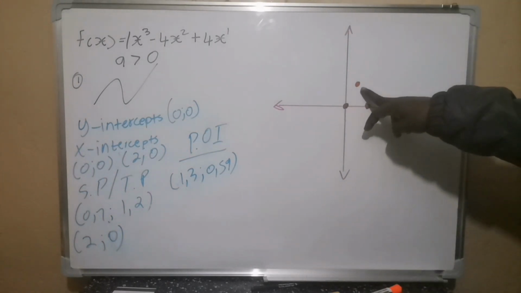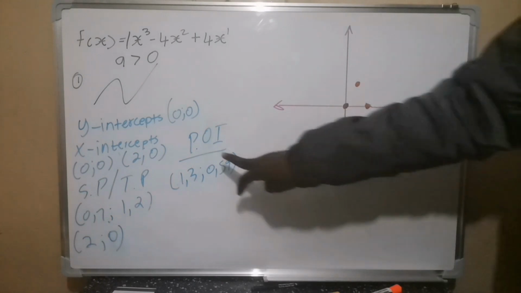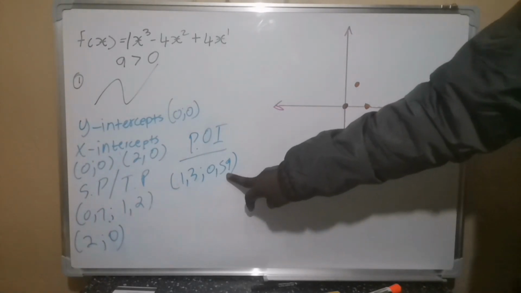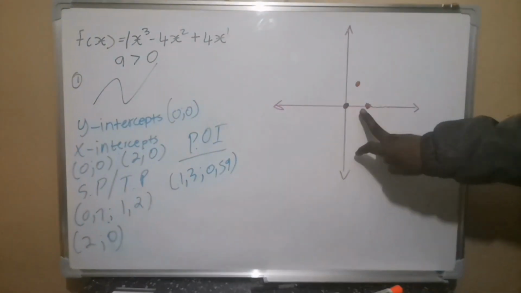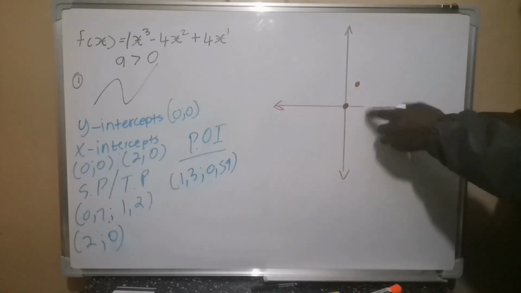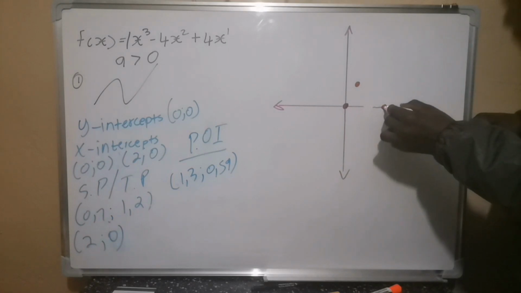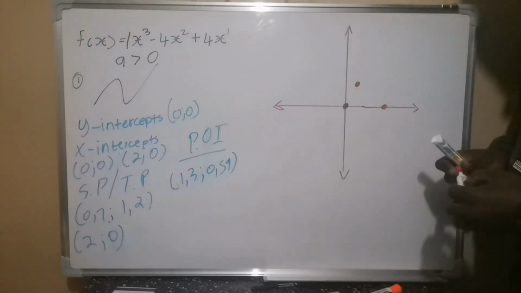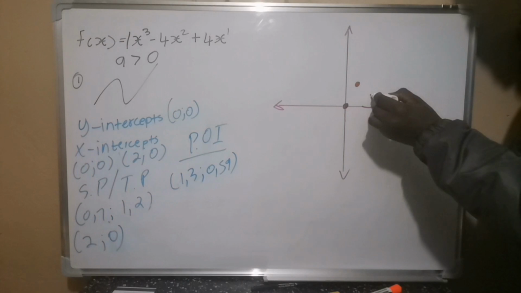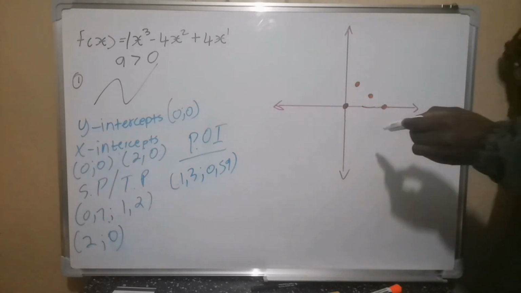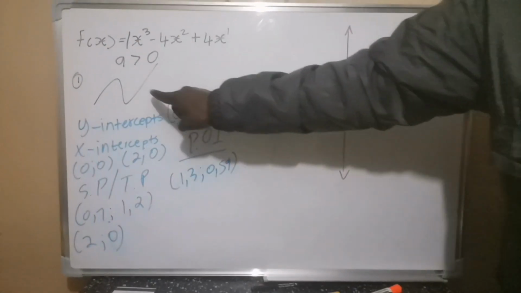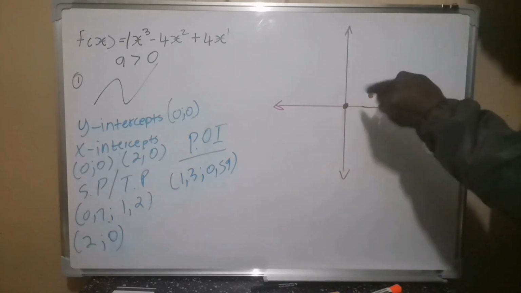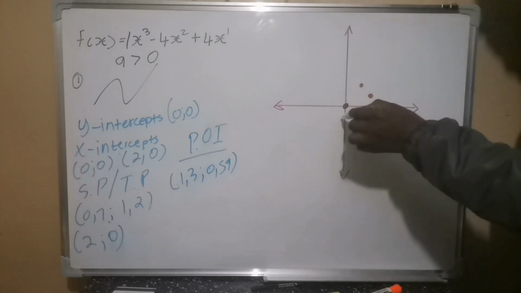Then these are coordinates of our turning point. So the point of inflection, we've got 1.3 and 0.59. 1.3 is bigger than 0.7 here, so it means it extends past this point. We can have 2 and 0 here, and 1.3 is bigger than 0.7 here. That means we might have a point here. Now guys, we know that the value of a is bigger than 0, means our graph goes like this. So our graph might go like this.